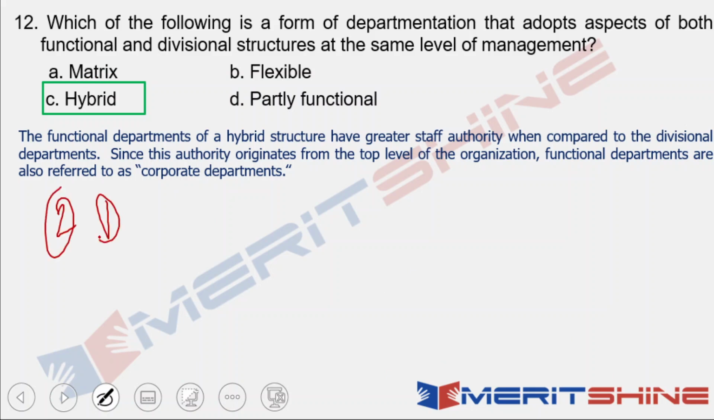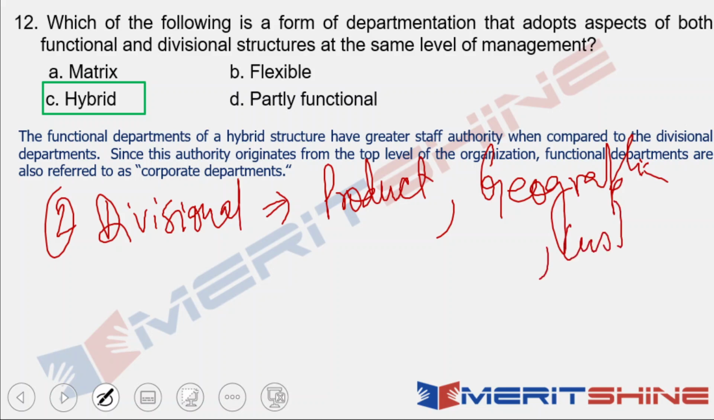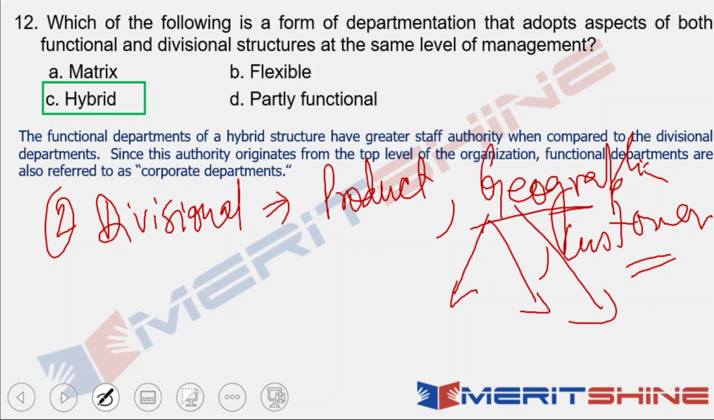Then there is divisional. Now divisional is a different way. Here the divisions are created on the basis of some logic. The logic may be product, the logic may be geographic, the logic may be customer also. So for high net worth customers there would be a whole separate team, for eastern region a separate team, northern region a separate team. So that's divisional structure.